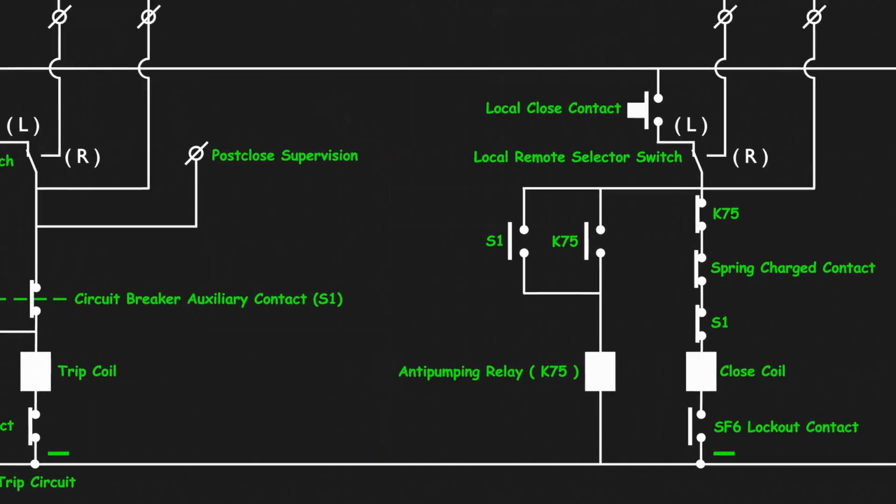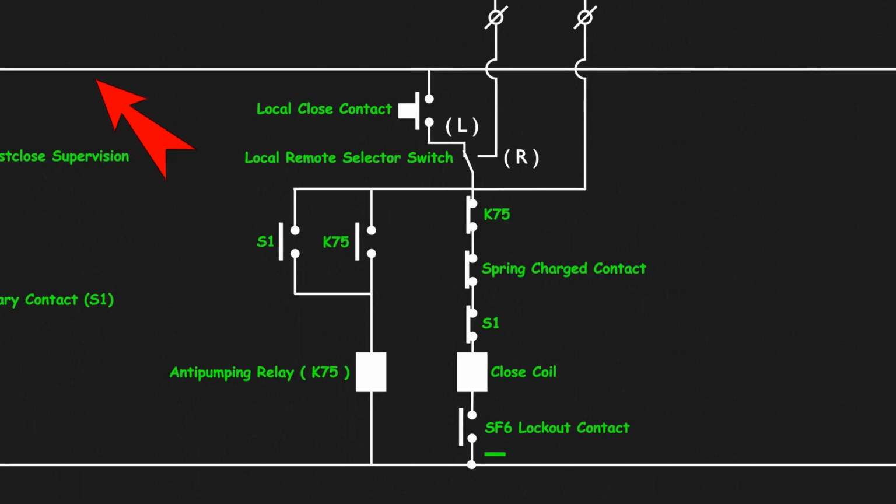Now come to the closing circuit. This is the positive line of the DC supply. From here, a branch comes down and connects to a contact of a push button or a rotating switch. If the contact of that push button or rotating switch is made, then this voltage will flow further. The positive voltage then reaches the local terminal of the local/remote switch.